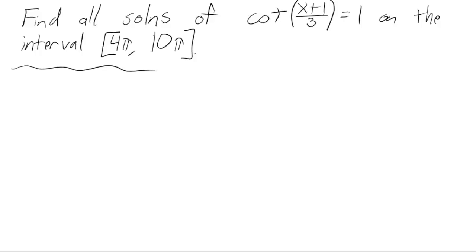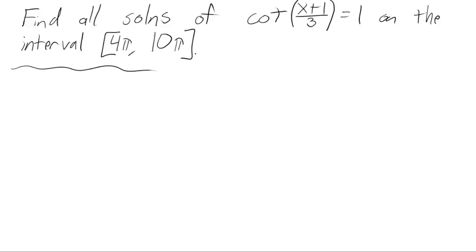In this problem, we'd like to find all the solutions of the cotangent of x plus 1 over 3 equal to 1 on the particular interval 4 pi to 10 pi. Now the first thing we notice is because of the periodicity of the trig functions, there are going to be, in fact, infinitely many solutions here.